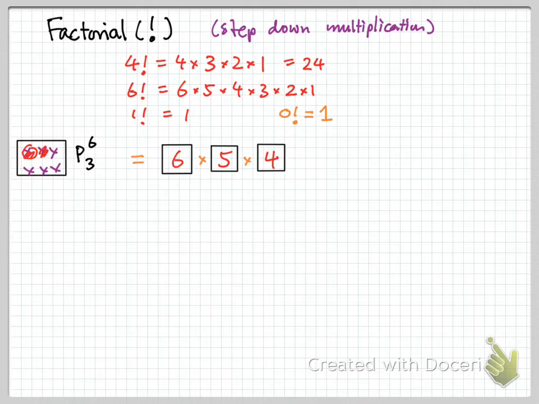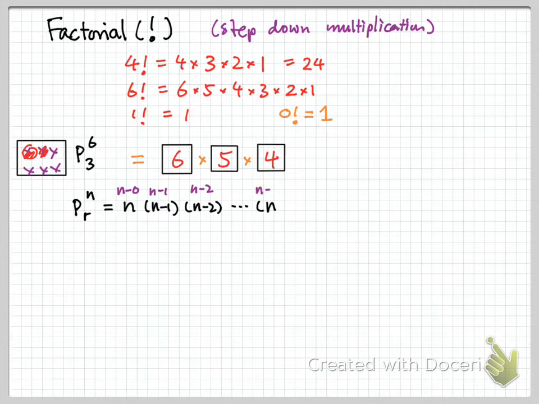In other words, if you have nPr, then that would be n for the first box, times n minus 1 for the second box, times n minus 2, and so on, until you have r boxes. So the first one is n minus 0, then n minus 1, n minus 2, and so on. If you have r boxes, the last one is n minus (r minus 1). From 0 to r minus 1, altogether there are r boxes or r numbers. So n minus (r minus 1) is n minus r plus 1.